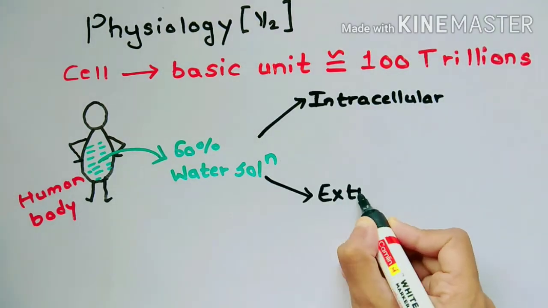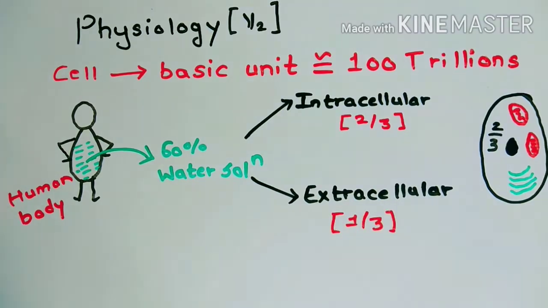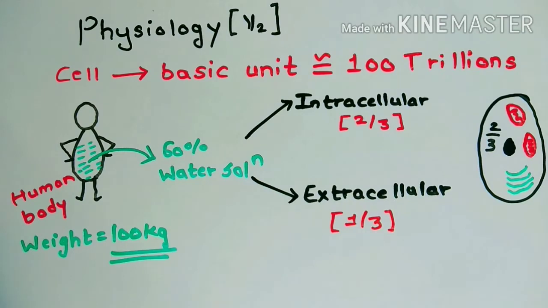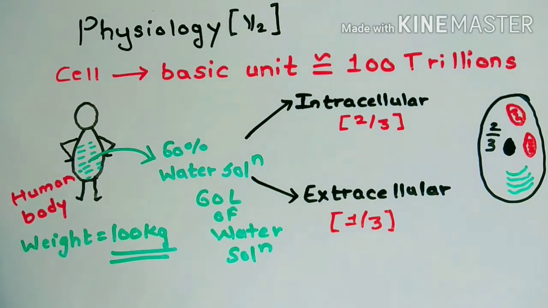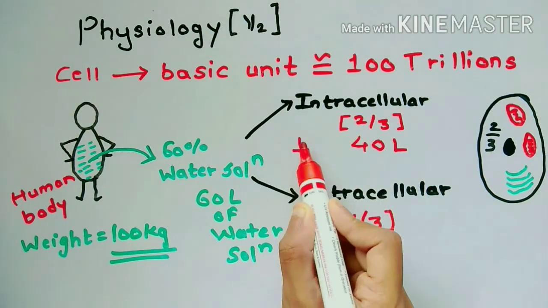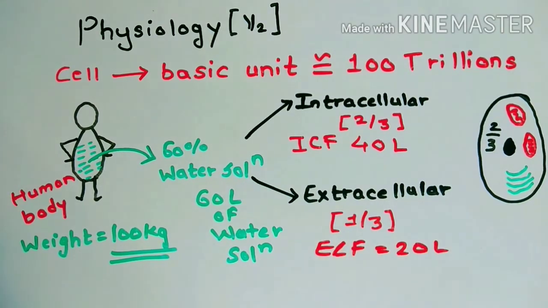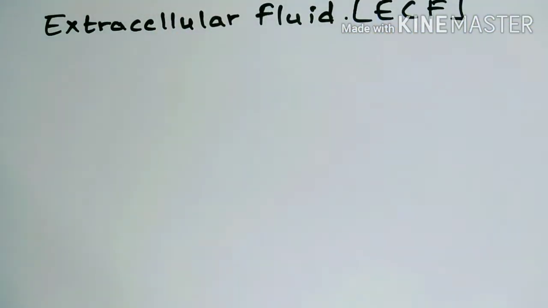This 60% is subdivided into intracellular fluid and extracellular fluid. Intracellular fluid is 2/3 of the 60% and extracellular fluid is about 1/3 of the 60%. So supposing your weight is 100 kg, then the water solution will be 60 liters and intracellular fluid would be 40 liters, as it is 2/3 of the 60 liters, and extracellular fluid, ECF, is the rest of the 60%, that is 20 liters. Now let's look at the extracellular fluid, that is ECF.